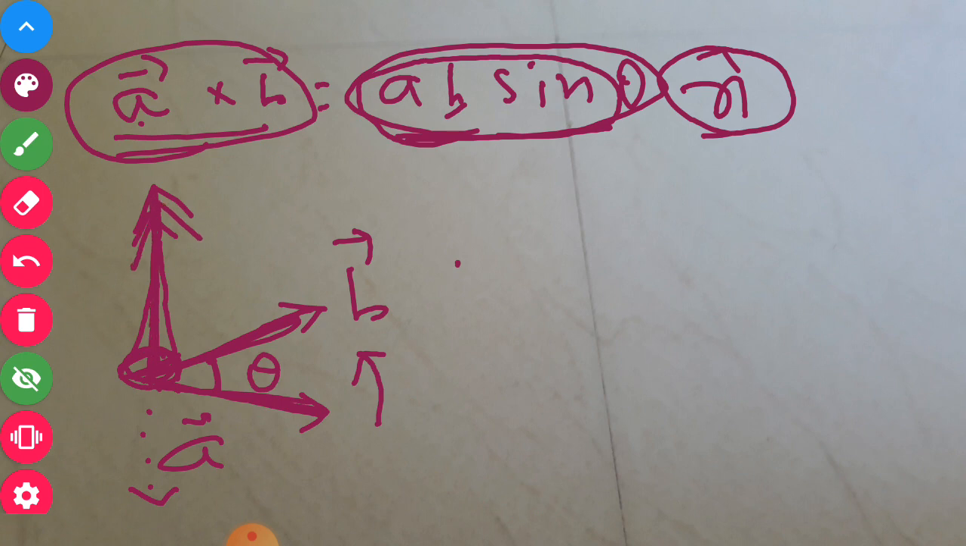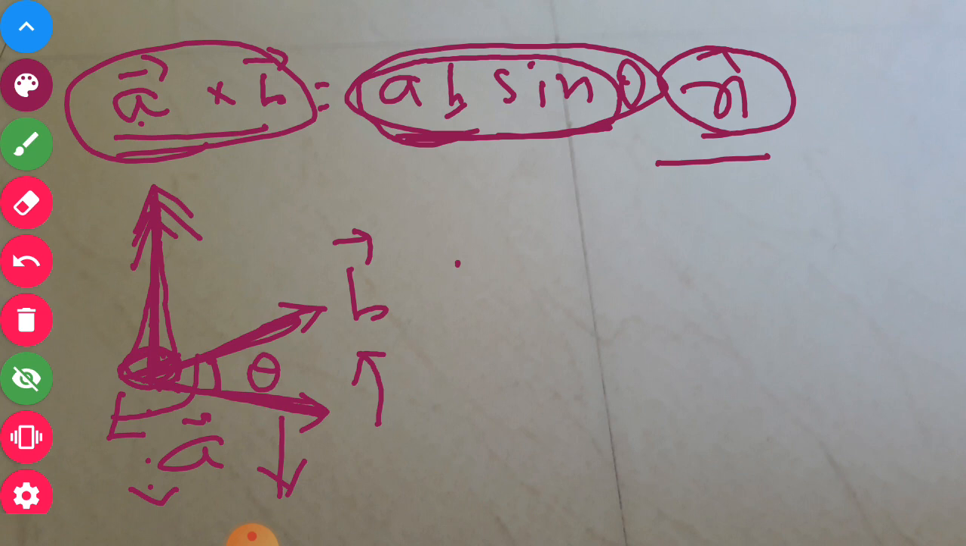Now if you find B cross A, what will happen? If you rotate in this direction, this screw will be moving in the downward direction, so the resultant vector will be in the downward direction. That's all. N cap is the normal to the plane formed by the vector A and B.